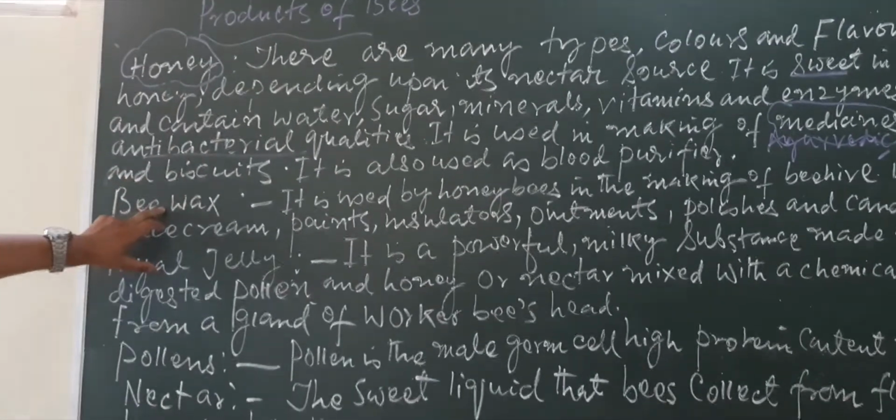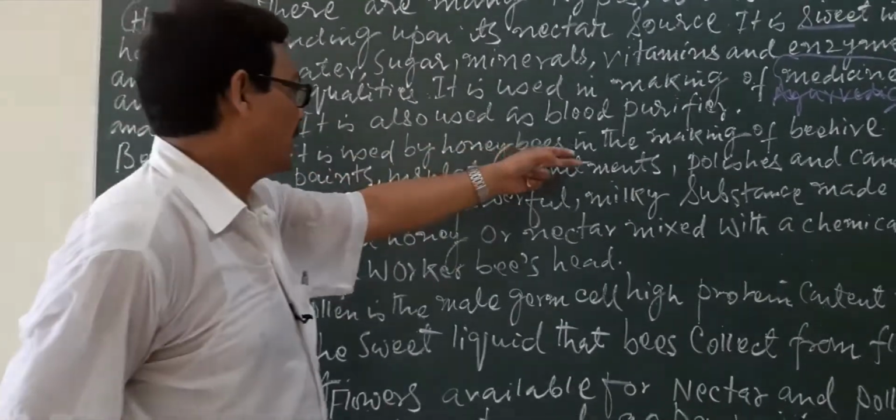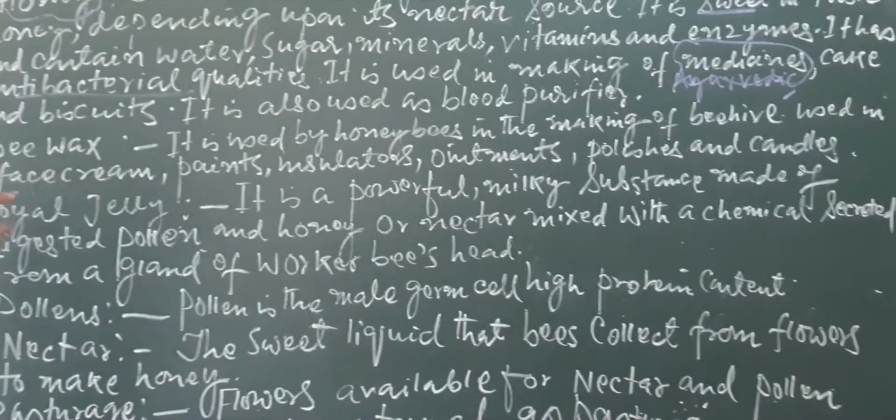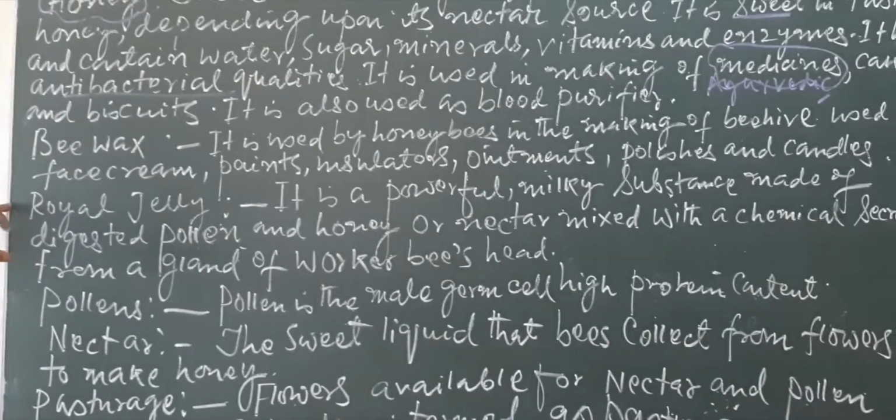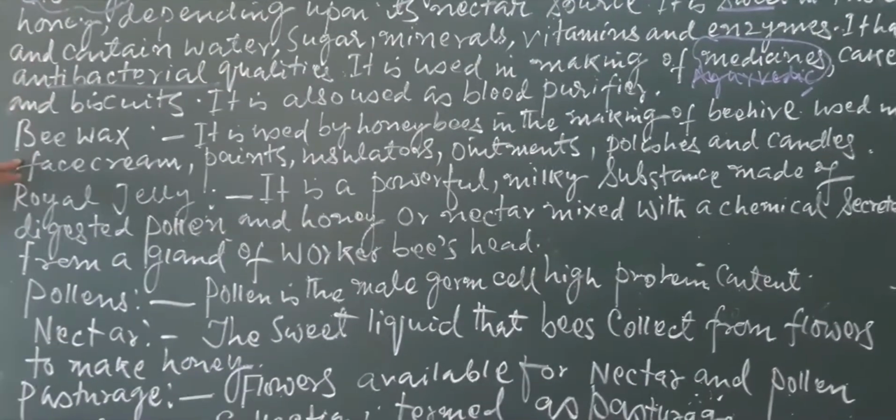And the second important product, it is used by honey bees in the making of the beehive, and used in face cream, paints, insulators, ointments, polishes and candles.